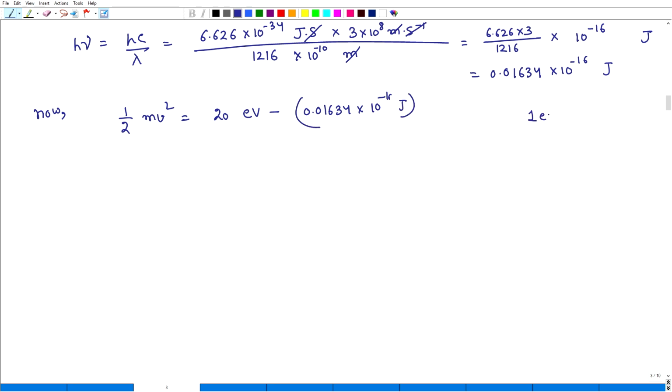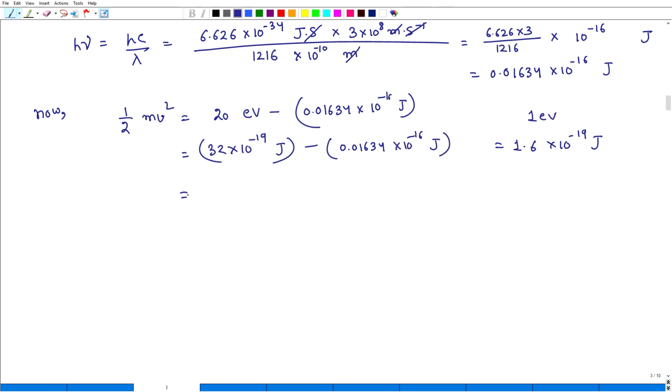Now 1 electron volt is, sorry, it's actually 1.6 into 10 to the power minus 19 joule. So here 20 is multiplied with this, so 1.6 into 20 means 32. So 32 into 10 to the power minus 19 joule minus 0.01634 into 10 to the power minus 16 joule. We have to get these in the same unit.